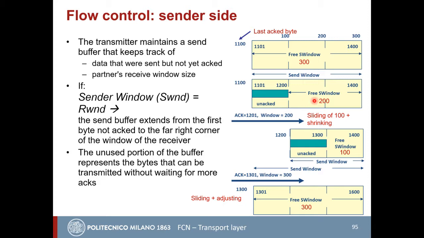If this free portion of the send window arrives to 0, then the sender has to stop sending segments, okay? Because it means, as we have already seen in the previous examples, that it is not allowed to send segments anymore.